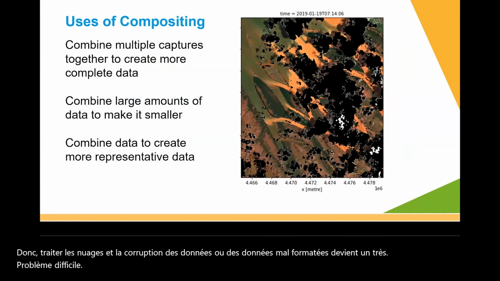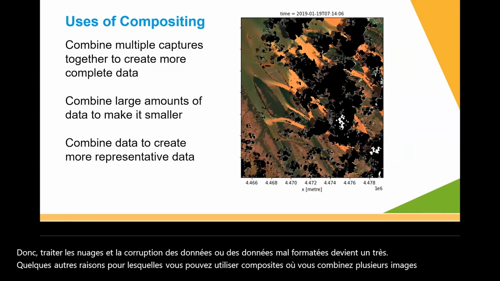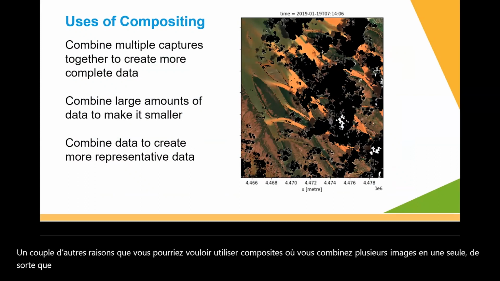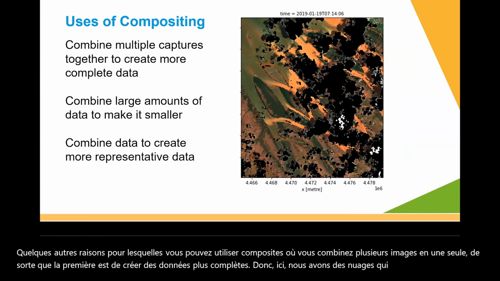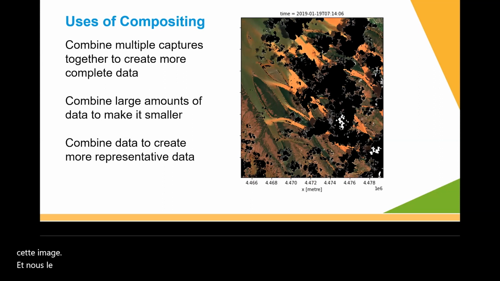A couple of other reasons you might want to use composites, where you combine multiple images into a single one. The first one is to create more complete data. Here we have clouds that have been masked out of this image, and we might want to fill this in to make a more cohesive image or overview of the data.